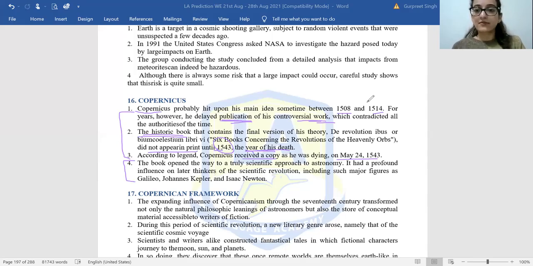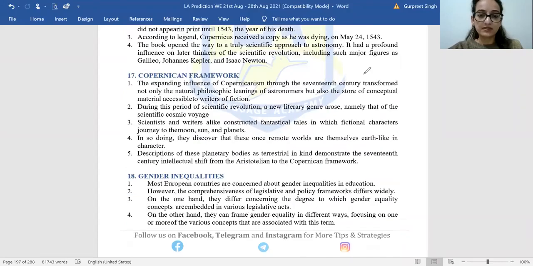So this is about 16. 17th is the one we've already covered before. It's a repetition.